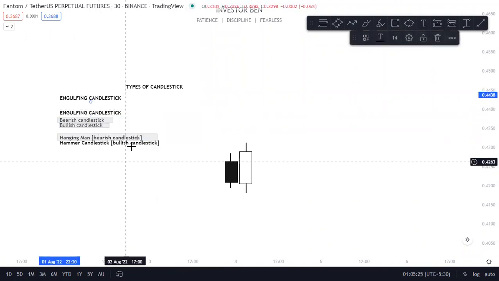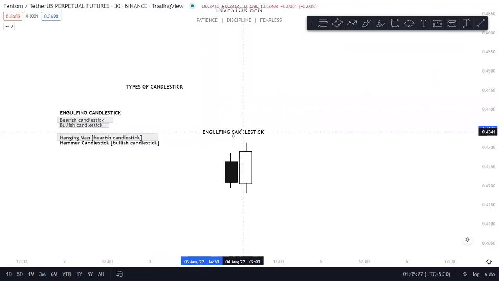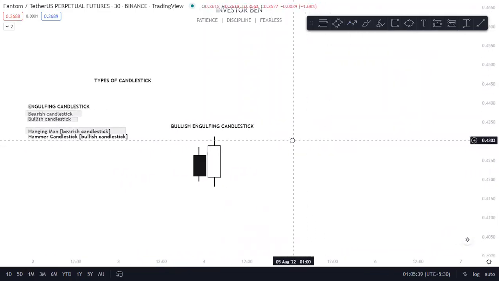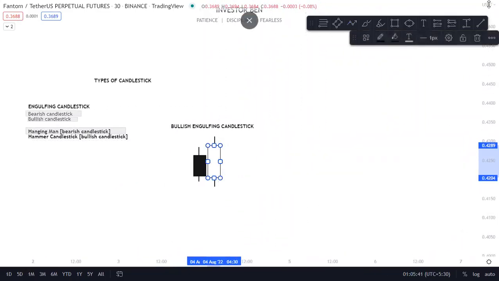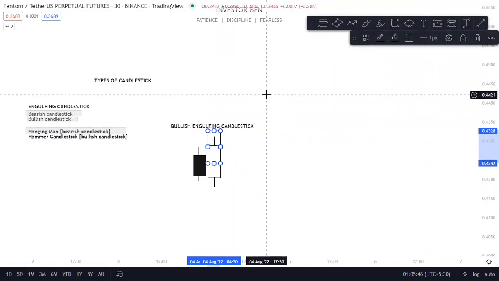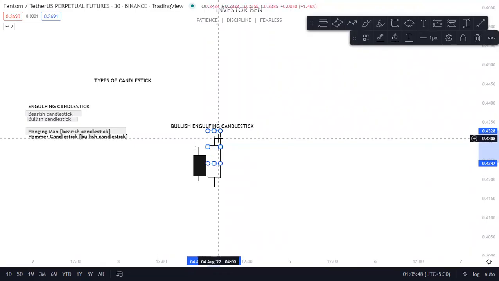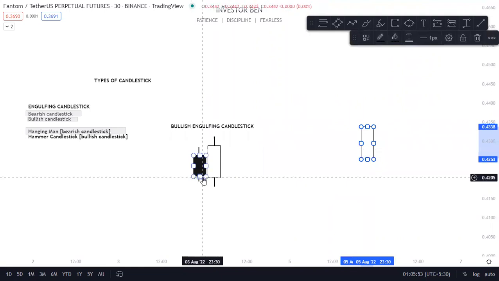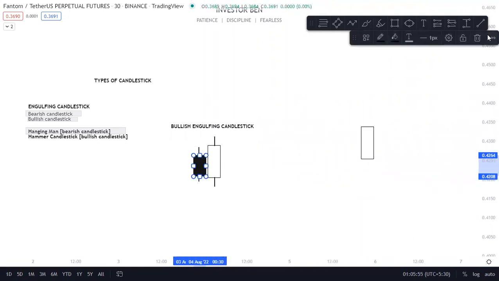Let's clone this. Let's show you the bearish, how the bearish engulfing candlestick looks. Now, since the bearish candlestick is always found at the supply zone, we won't be using it below.